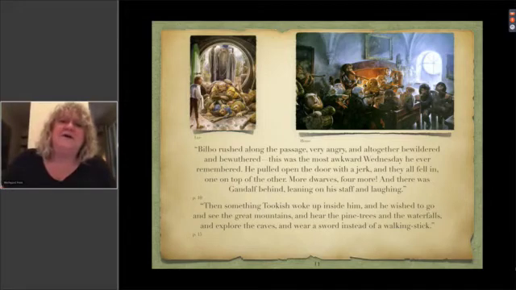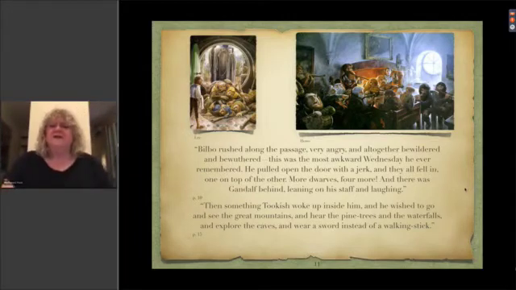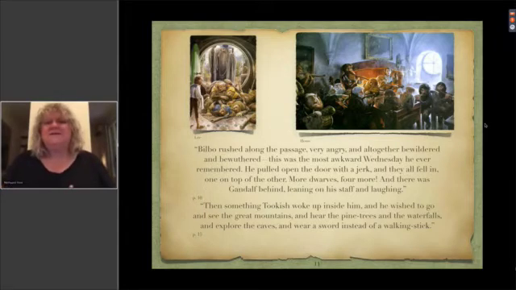And I think this one here is probably Thorin in the front, because Thorin gets a harp. And here we have the little confused Bilbo and Gandalf sitting back here with his pipe being all sorcerous. So he's listening to the song, and something Tookish woke up inside Bilbo. He wished to go and see the great mountains and hear the pine trees and the waterfalls and explore the caves and wear a sword instead of a walking stick. This is one of my favorite lines, wearing a sword instead of a walking stick. How adventuresome is that?